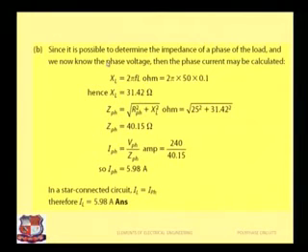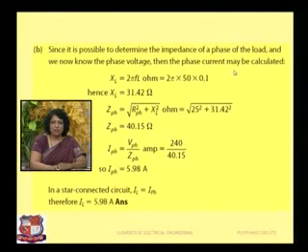Since it is possible to determine the impedance of a phase of the load and we know the phase voltage, the phase current may be calculated. So XL is equal to 2 pi FL ohms. That will be 2 pi into 50 into 0.1. Hence XL is 31.42 ohms. Then let us calculate ZPH, that is the square root of RPH square plus XL square. So we get 40.15 ohms.